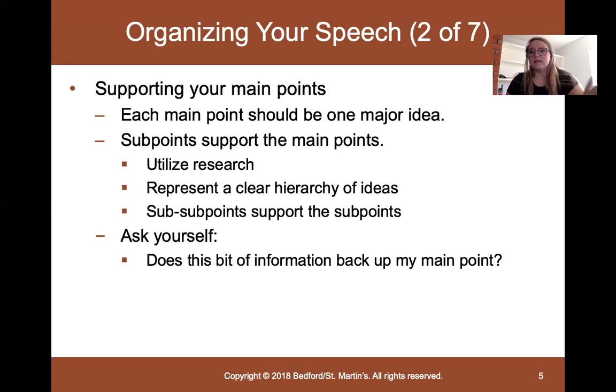An example of this would be a thesis. This is silly, but like dogs are better than cats. Your 3 main points would be dogs are better than cats because they're smarter, they're more loyal, and, I don't know, you can take them on walks. They go to the bathroom outside and not in a litter box. Anyway, so those would be your 3 subpoints. And now you need evidence, research, and facts to back up those subpoints, right?